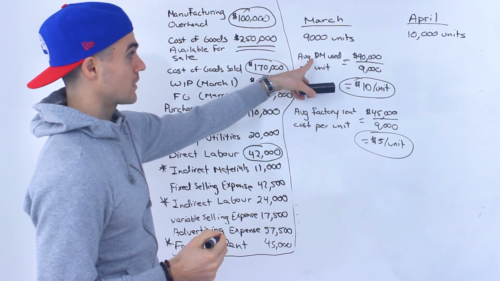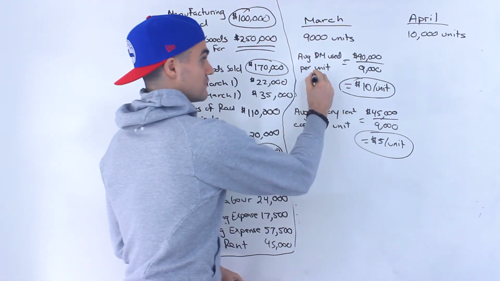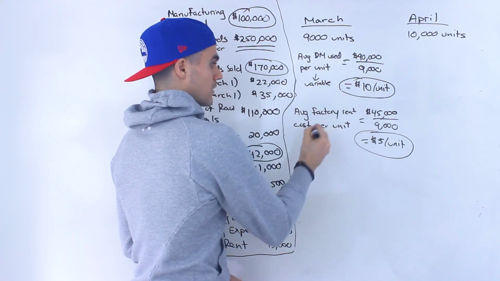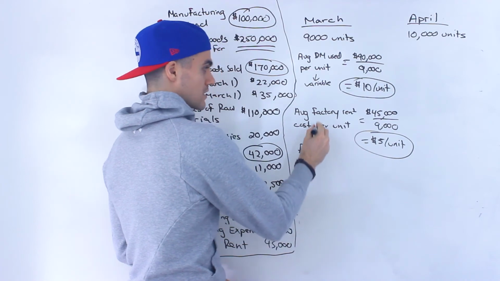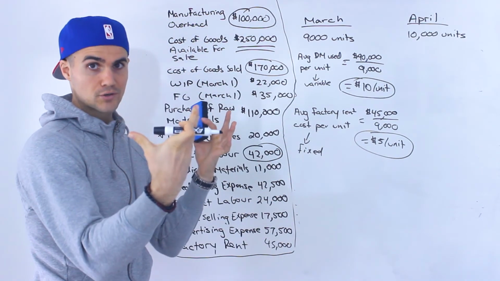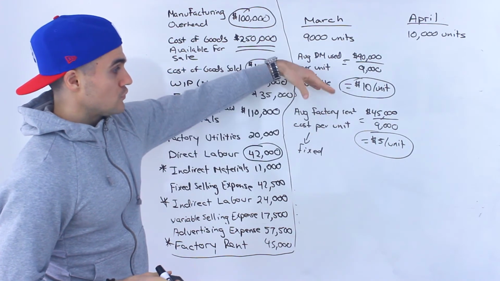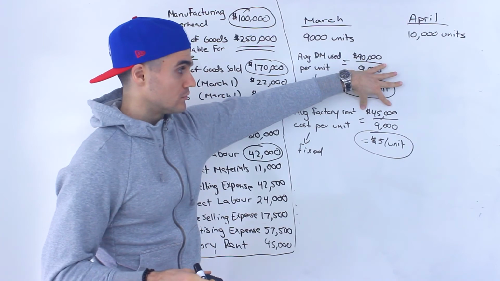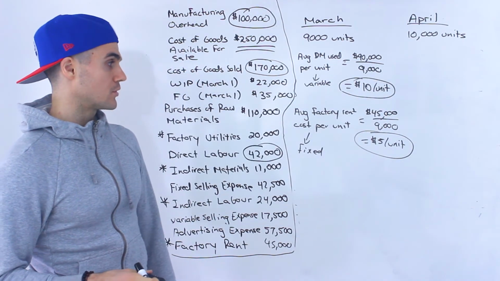So the average direct materials used per unit, $10 per unit. Remember, this is a variable cost as well. Right, we were told that. And then this here is a fixed cost. The total factory rent is a fixed cost. But if you want to get the average factory rent cost per unit, you take that total factory rent divided by 9,000, which gives you $5 per unit.